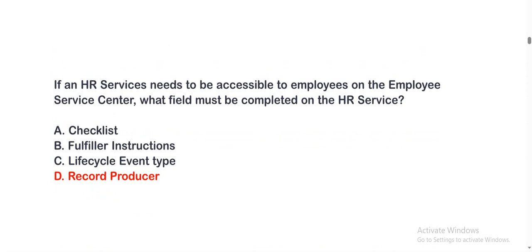Now move to next question. If an HR service needs to be accessible to employees on the Employee Service Center, what field must be completed on the HR service? And the options are option A, checklist, option B, fulfiller instructions, option C, life cycle event type, and option D, record producer. And the correct option is option D.